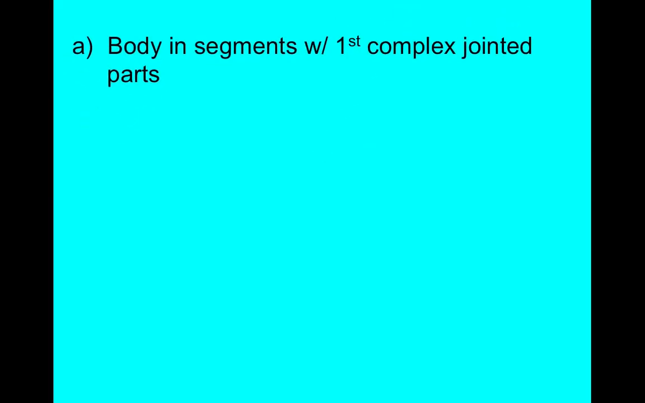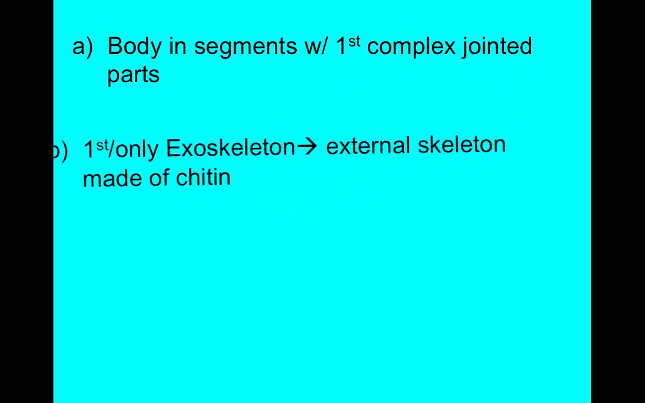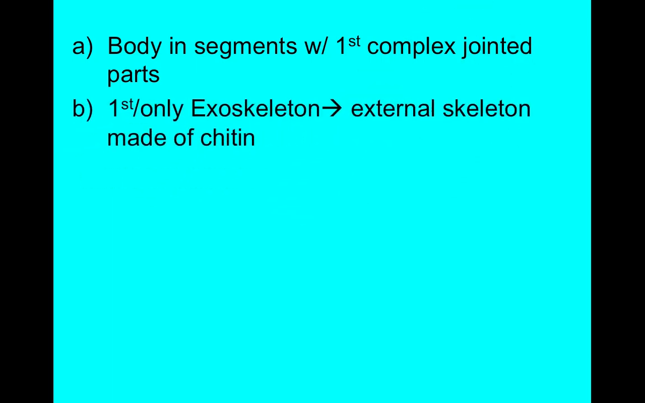Okay, so they have bodies that are in segments, which isn't a first. That first already happened. But they have the first really complex jointed parts. Like they have wings and weird mouth parts and legs that are all really complex. They have the first and only exoskeleton, which is an external skeleton made of a material called chitin, which allows it to be kind of flexible, which is good for them.